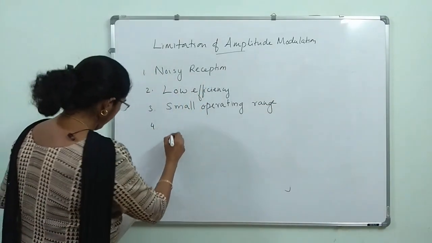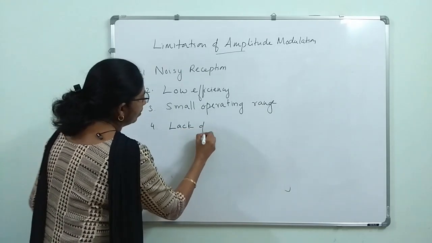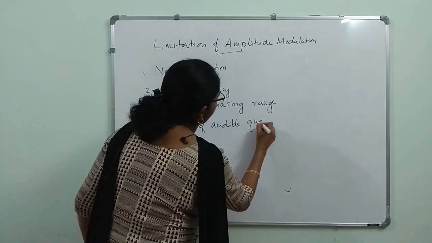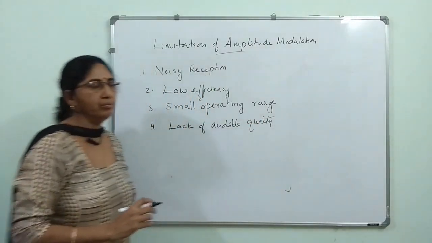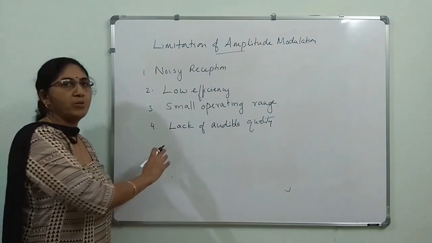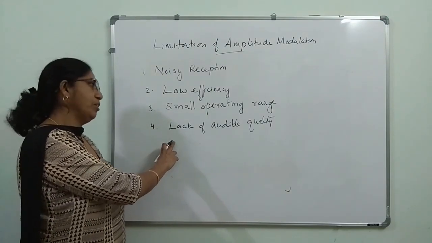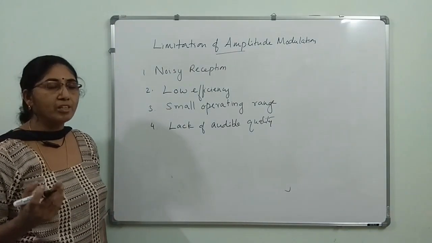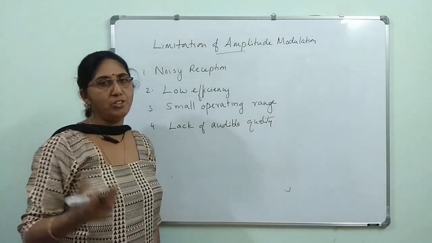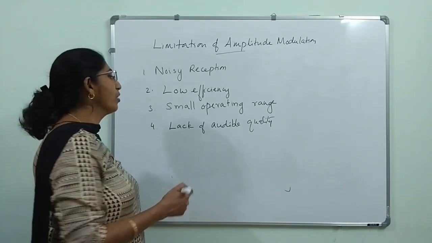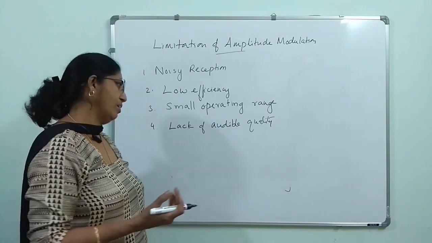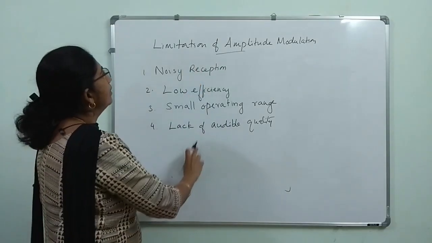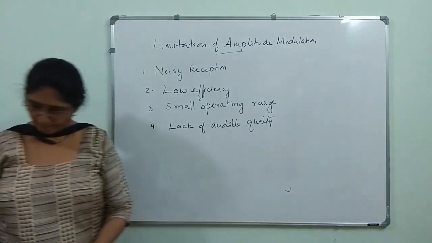Then lack of audible quality. The quality of sound is also not very good in the case of amplitude modulation. You must be hearing the radio FM, is it not? The sound, the music is very clear in FM, which you are listening to. So compared to amplitude modulation, FM radio has got better quality. We'll be discussing FM, so you'll understand. So these are the limitations of amplitude modulation.